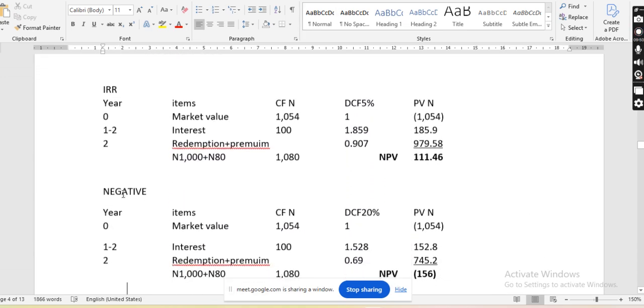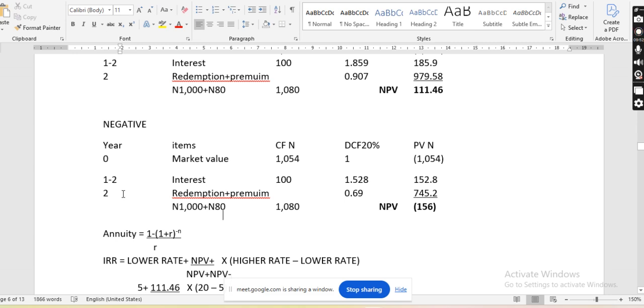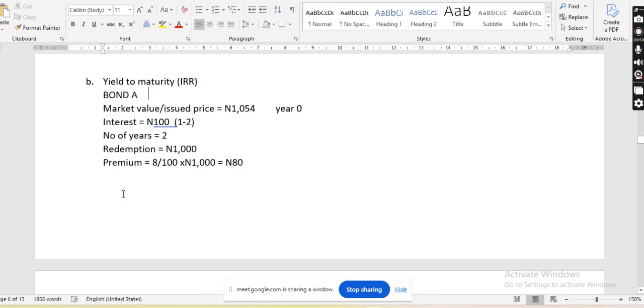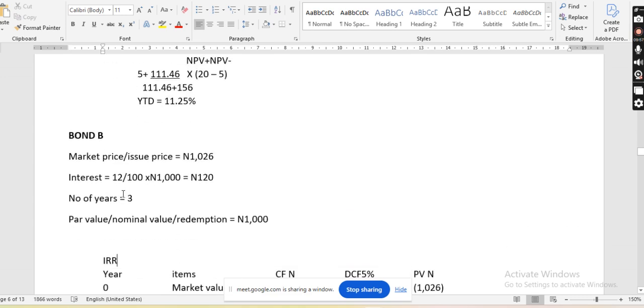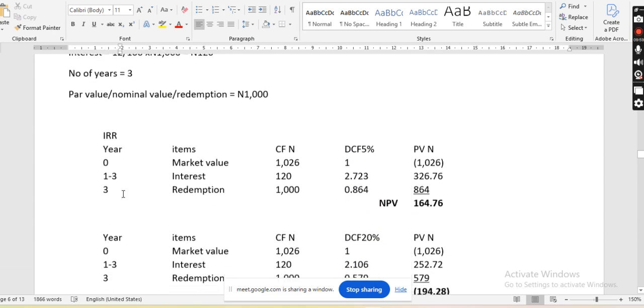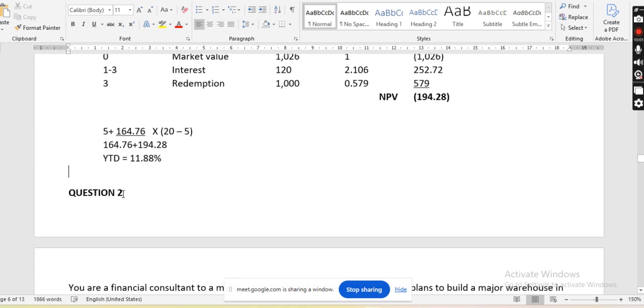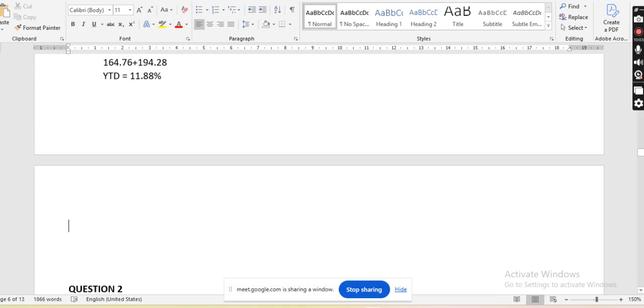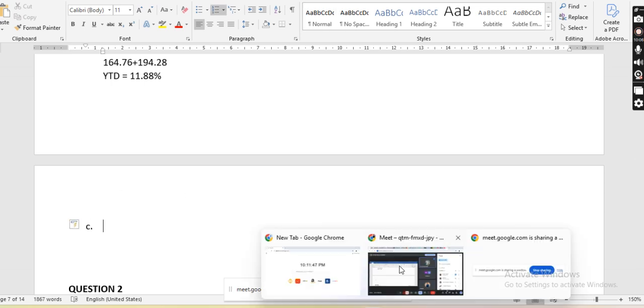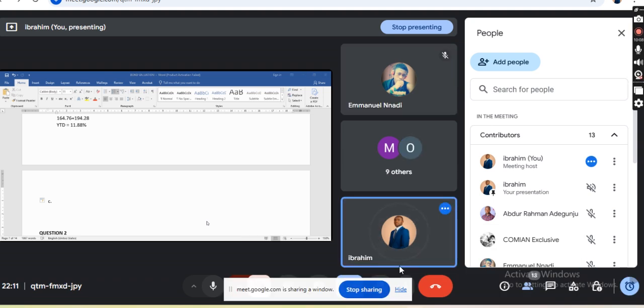Class, before we move to that part, okay, C. That's fine. Before we move ahead, let me quickly say something here. If at all a question wants to come in bond valuation, what are the things you need to look for?